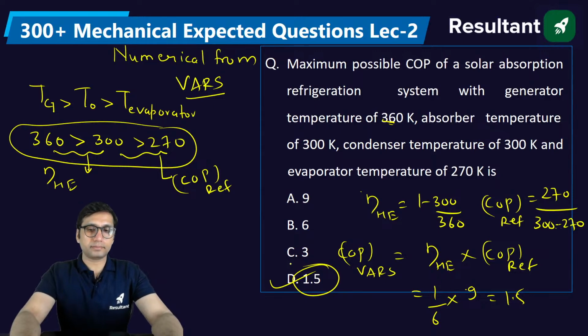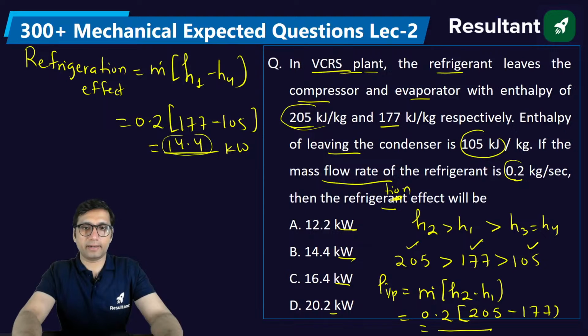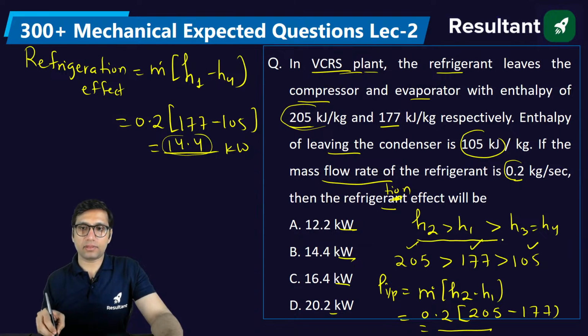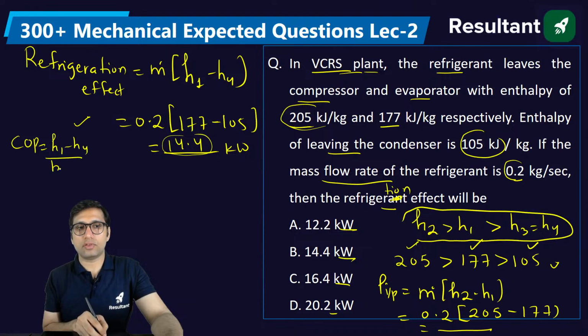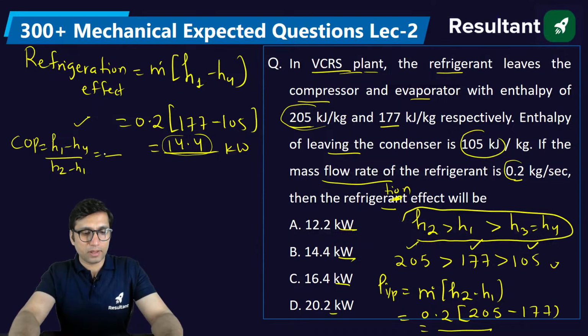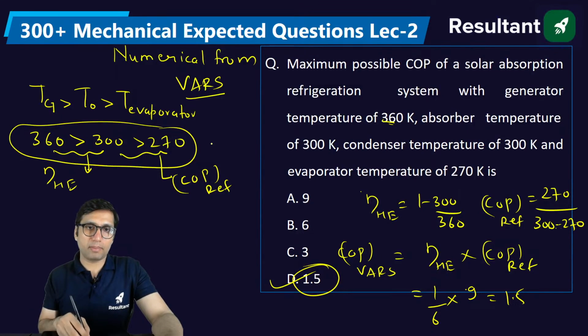Clear? So this is a simple concept on which you can solve these two numericals. Remember this. Whenever you have to solve a numerical of vapor absorption, write these enthalpies in this order. Either you have to find refrigeration effect, or the power input, or the COP. If you want to write COP, you can write H1 minus H4 by H2 minus H1. You can find the COP directly. So this is a technique you remember for vapor compression, and this is a technique you remember for vapor absorption.